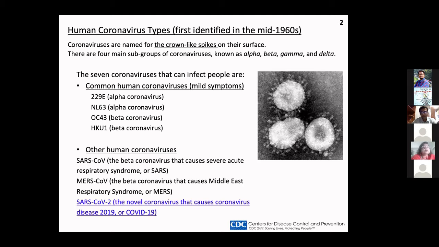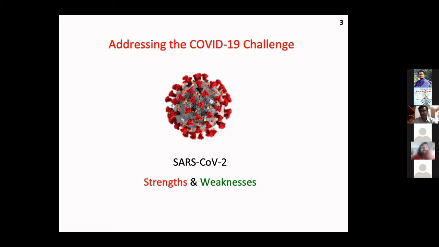Now the other three human coronaviruses that cause serious human infections with serious clinical manifestations are SARS coronavirus, that is the coronavirus one that caused the outbreak in 2003. Then MERS coronavirus that caused the outbreak in 2012. And the SARS coronavirus 2, or the novel coronavirus, that started the pandemic lately, in 2019, from December. So to start addressing the COVID-19 challenge, I'm going to talk about the advantages and the disadvantages of the virus in the form of strengths and weaknesses of the virus.